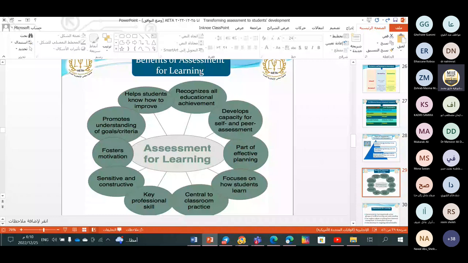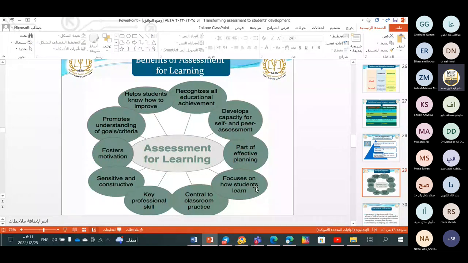But what are the benefits of assessment for learning, the first kind? Here, there are many benefits of this kind of assessment. The first one is that it recognizes educational achievement. As you see here, it is very important to measure our students' educational achievement. So this is one benefit. Another benefit is that it develops the capacity of self and peer assessment. You know, we should encourage our students to make peer assessment, which is sometimes called reflection on their studying, in their understanding, for example. And also it is a part of effective planning for us as teachers.